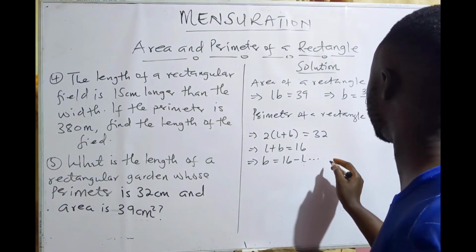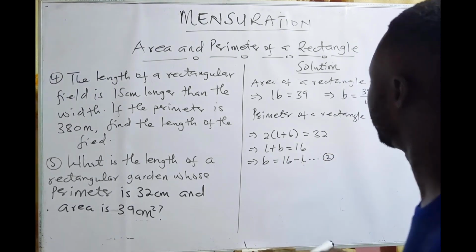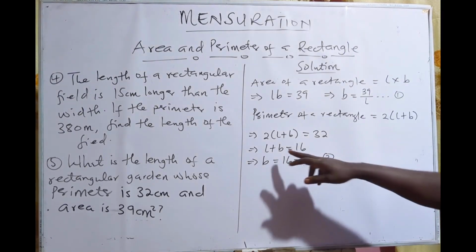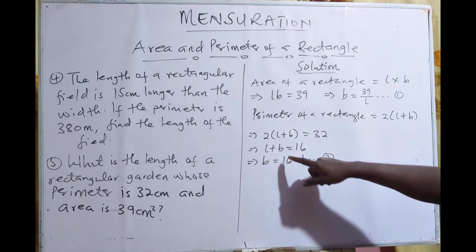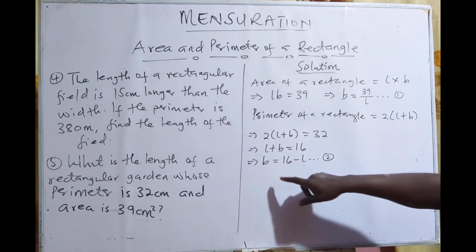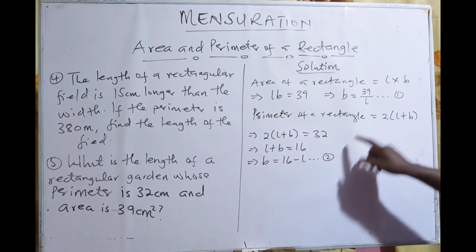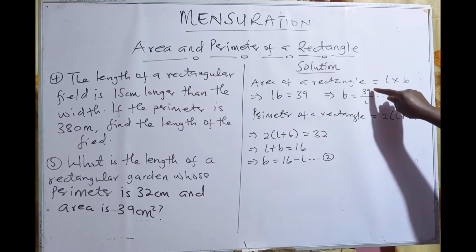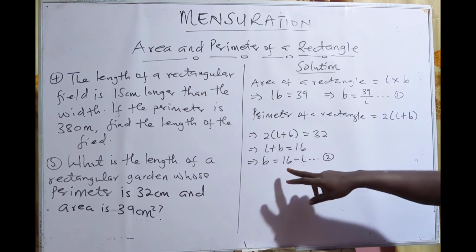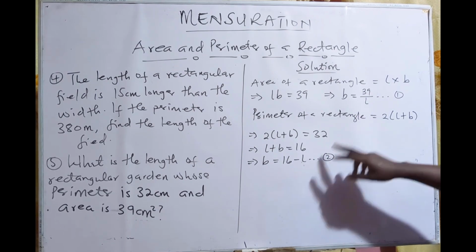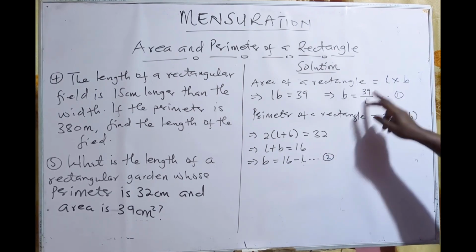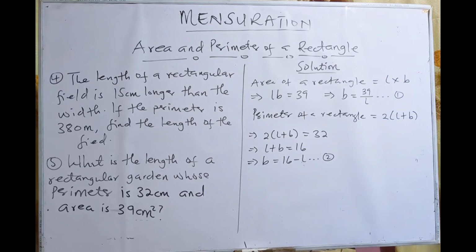Then we put this one down as equation 2. So here too, if you make breadth the subject, your breadth will be equal to 16 minus the length, and you get your equation 2. Is that okay? So we have breadth as 39 over L. We have breadth as 16 minus L. So if you like, you can equate these two and find the value of the length.